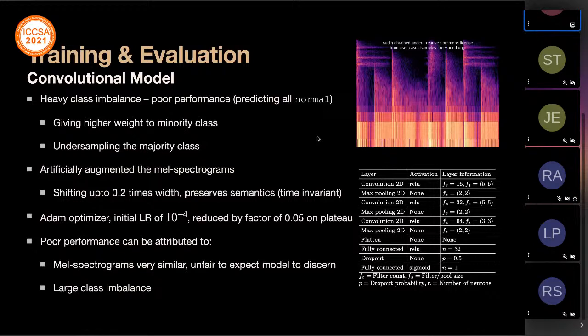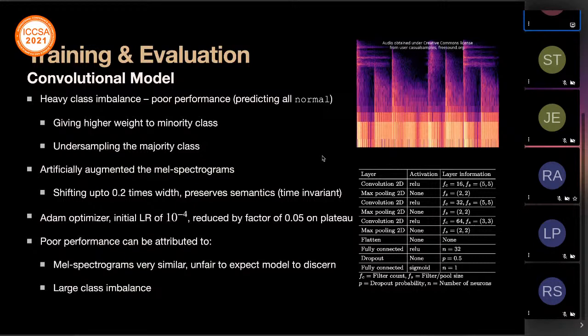Then we used the Adam optimizer with an initial learning rate of 10⁻⁴, and each time the validation loss plateaued, we reduced it by a factor of 0.05. The poor performance can be attributed to the Mel spectrograms. If we looked at all the Mel spectrograms that we generated, they were all very similar to the naked eye, so it would be almost unfair to expect the model to discern. One can argue that the model might learn to discern it, but it did not do that. The second cause would be the large class imbalance, since we had many more normal samples than COVID samples, as shown in the introduction slide.